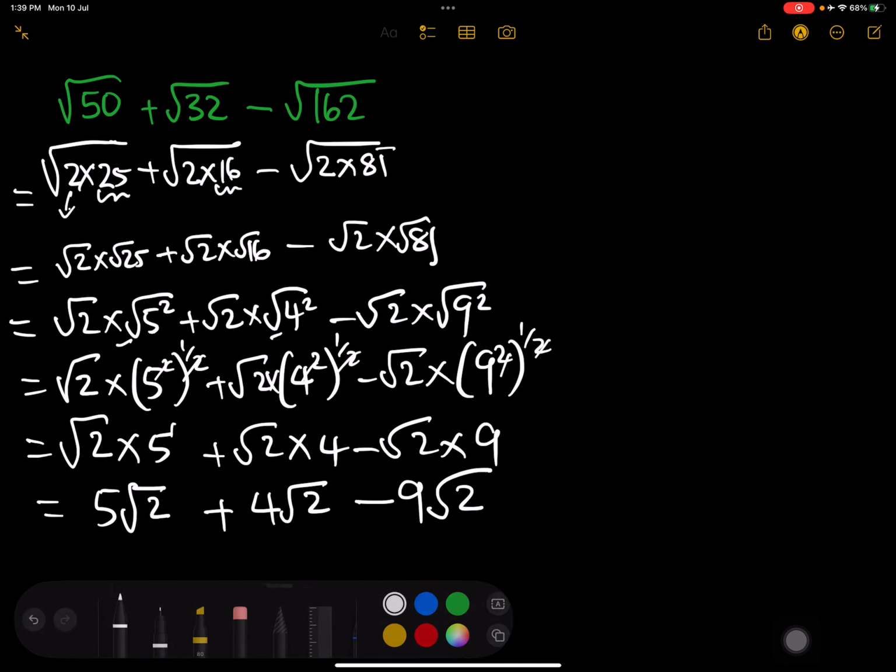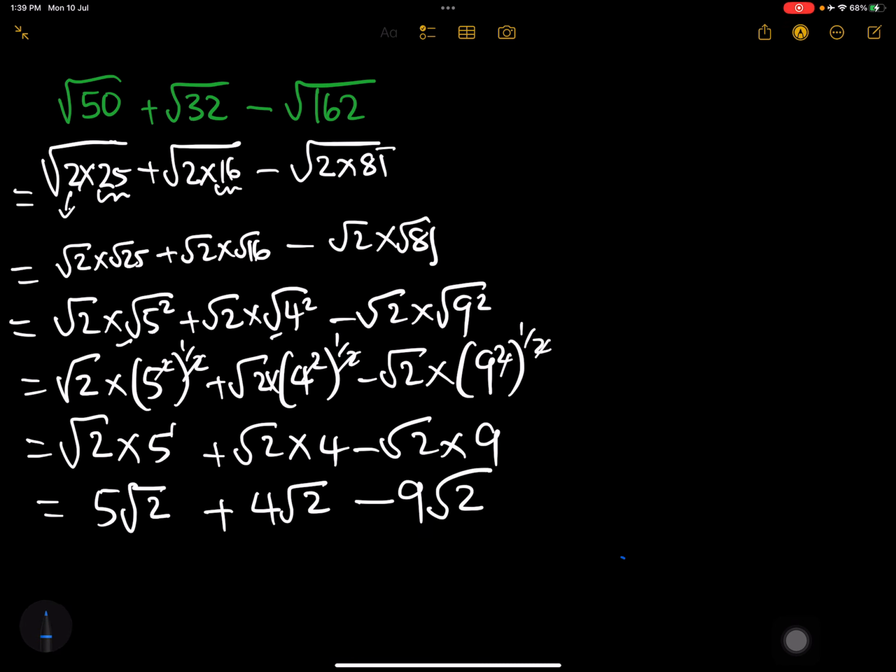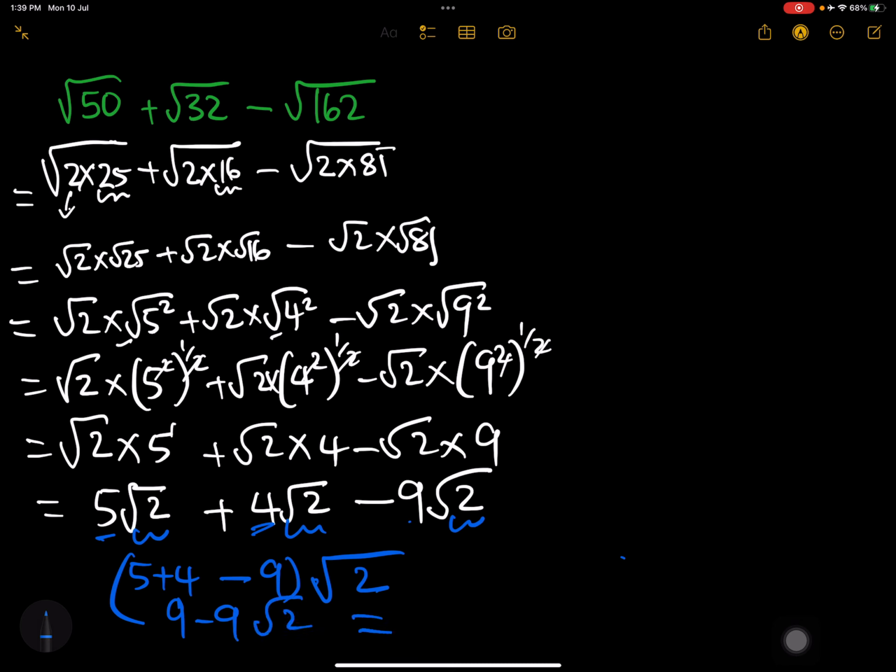And you can see that this square root and this square root, they are the same, so we can add this and this. It's going to be 5 plus 4 minus the 9. They will just add the square root of 2 to it. So this is going to give us 9 minus 9 square root of 2, and that's going to give us 0 square root of 2, which is actually 0. I hope that one is clear.